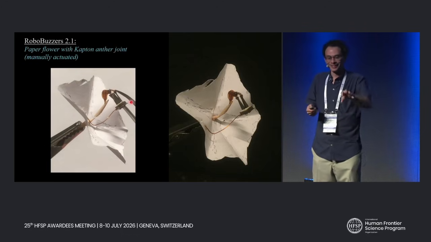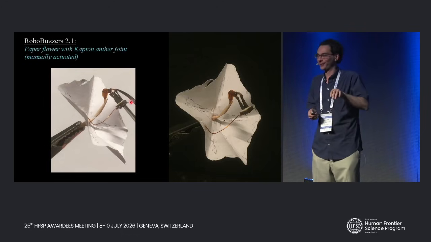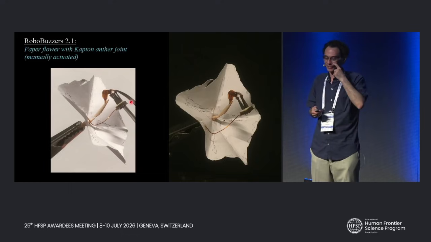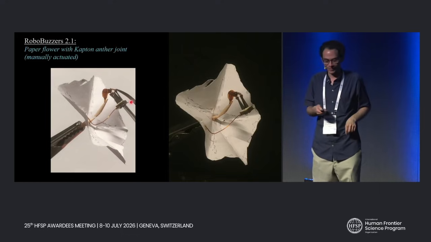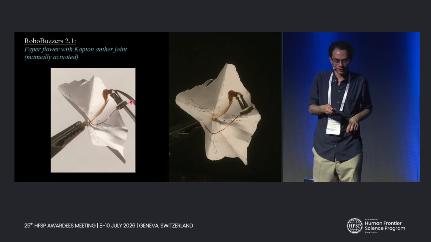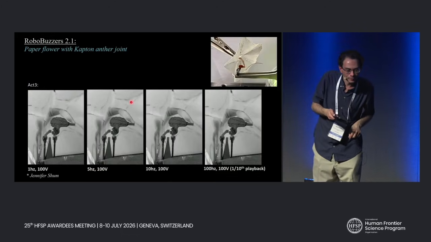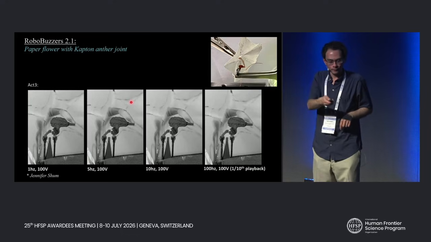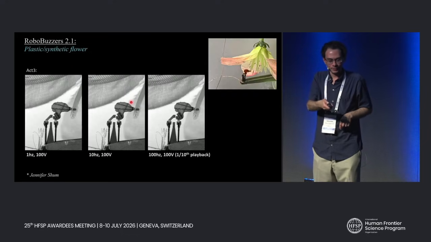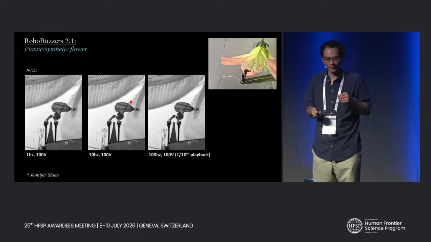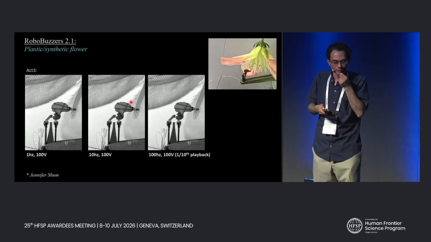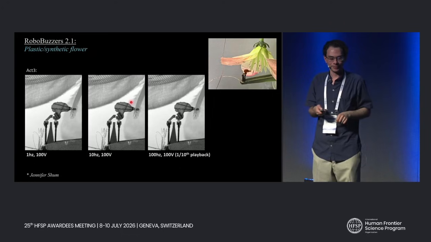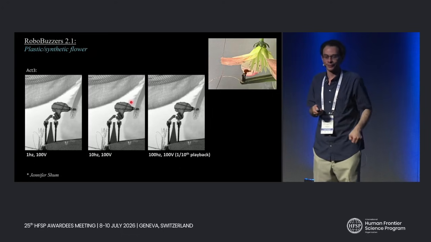Then we started, step by step, trying it with things more and more realistic. Here's a paper mock-up with the capiton joint mimicking the anther motion, and we're operating it here. So it's sort of shaking the toothpick there. Then a plastic flower, and it shakes the whole flower in a way like you can see in some of the videos with the bee.